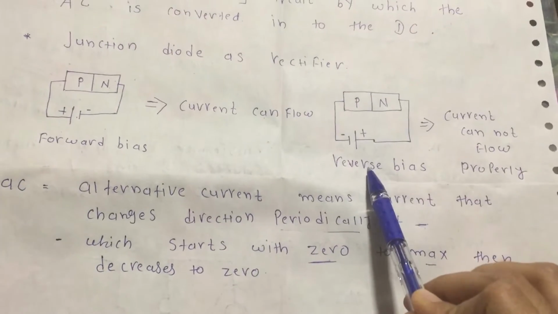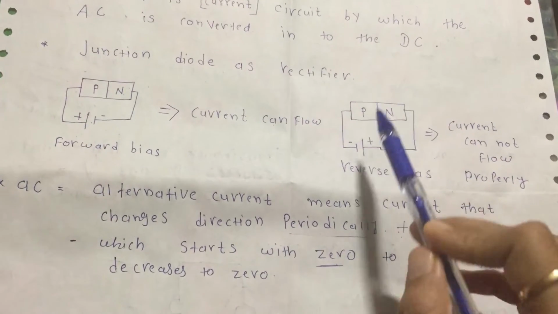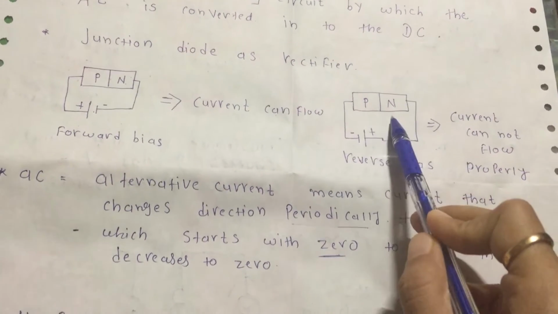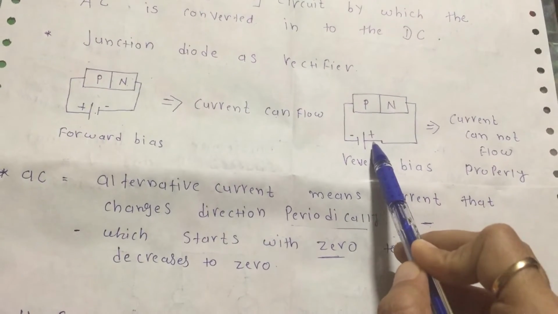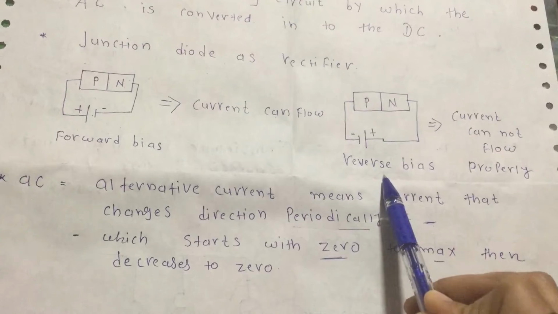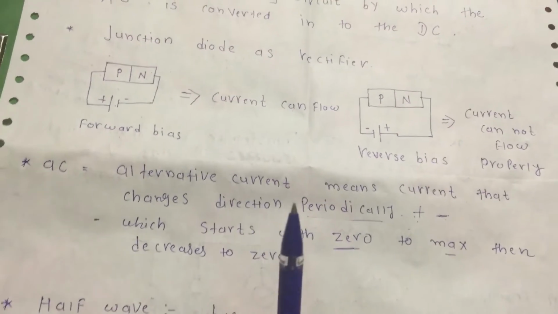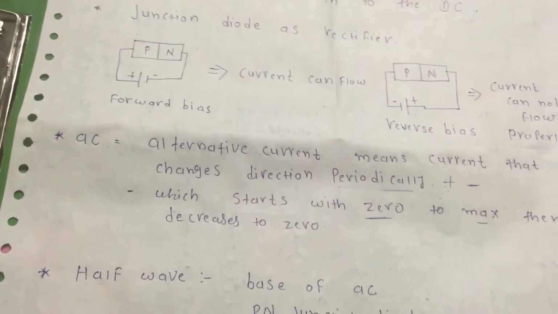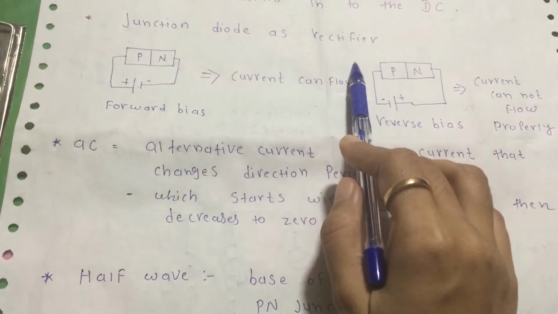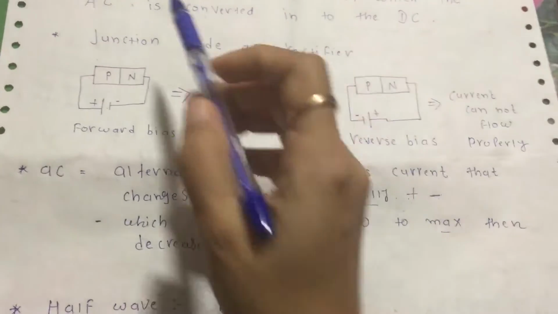Now in reverse bias, the P-type semiconductor is connected with the negative and the N-type semiconductor is connected to the positive terminal. That is called reverse bias, and in this reverse bias current cannot flow properly. Okay, there is only a minor current flow. So you know this junction diode as a rectifier. We will see how we use the rectifier with the base of the junction diode.